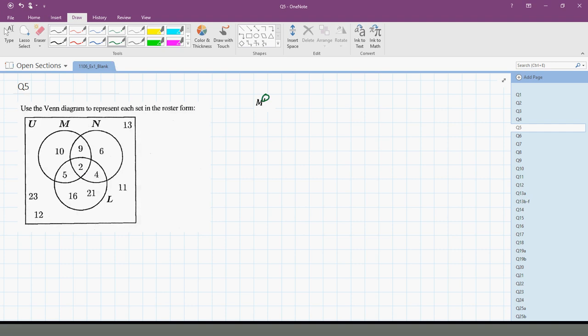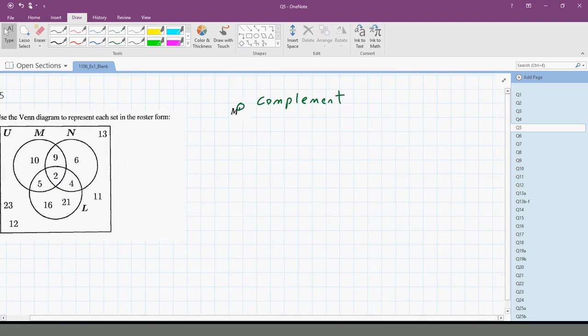What's an M, basically? What's an M? Yeah, not quite. It's all right. That's why this is review. We call this the complement. What does the complement mean to us? Everybody that's not an M.